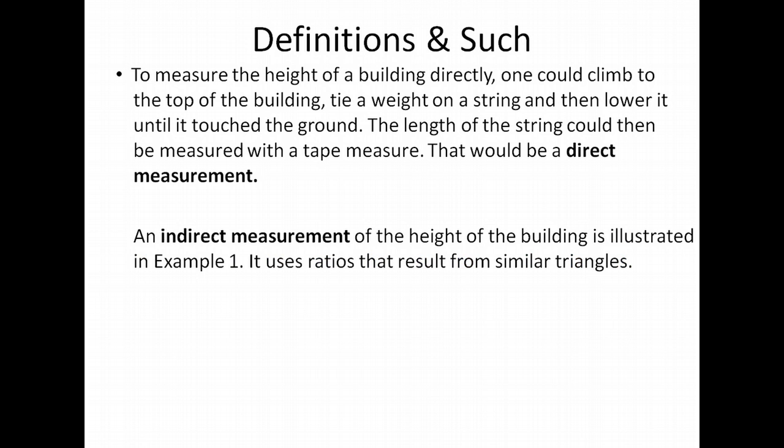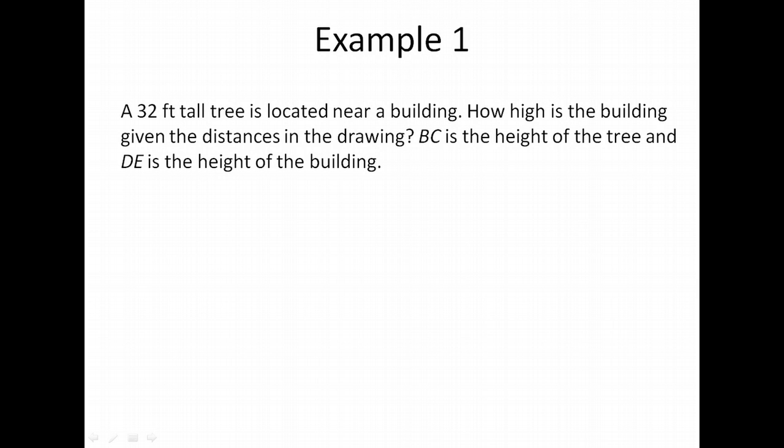An indirect measurement of the height of the building is illustrated in Example 1. It uses ratios that result from similar triangles. So here's what we've got. The two triangles are overlapping, and the line of sight is what tells us that the two of them are similar. A 32-foot tall tree is located near a building. How high is the building, given the distances in the drawing?